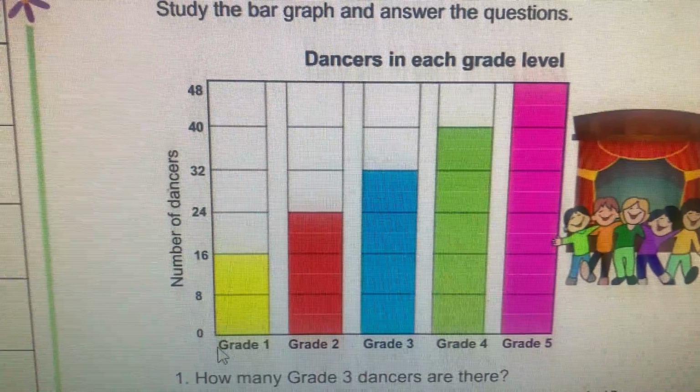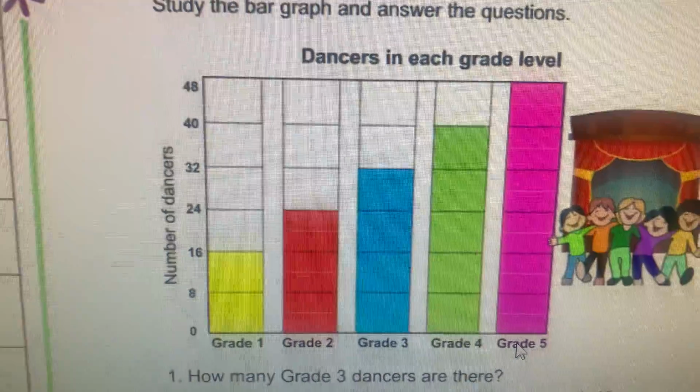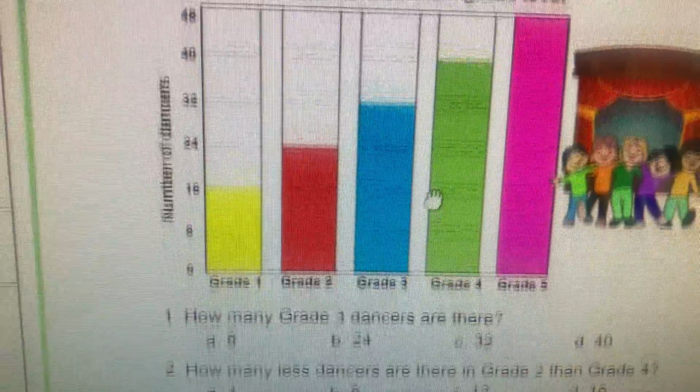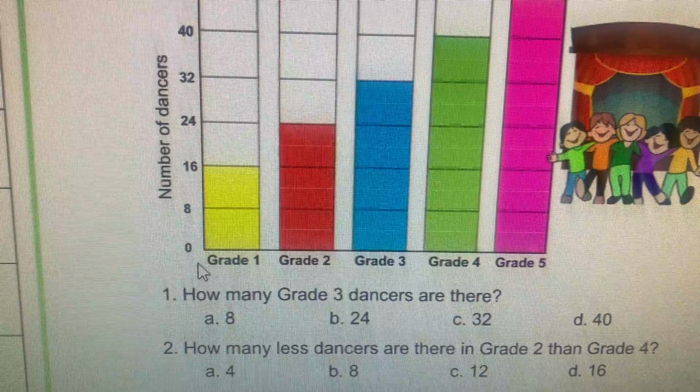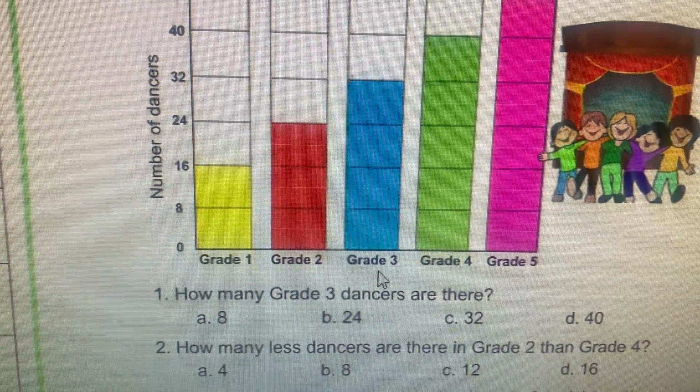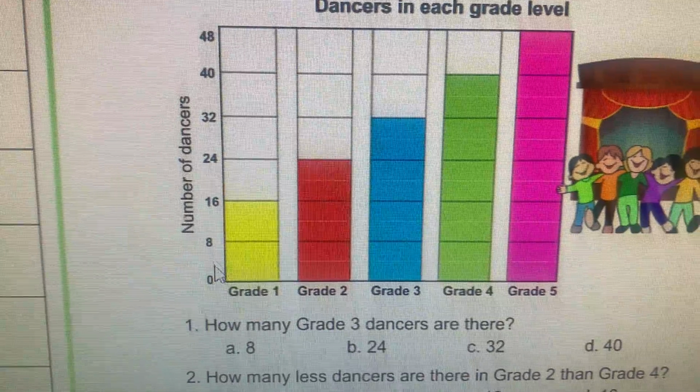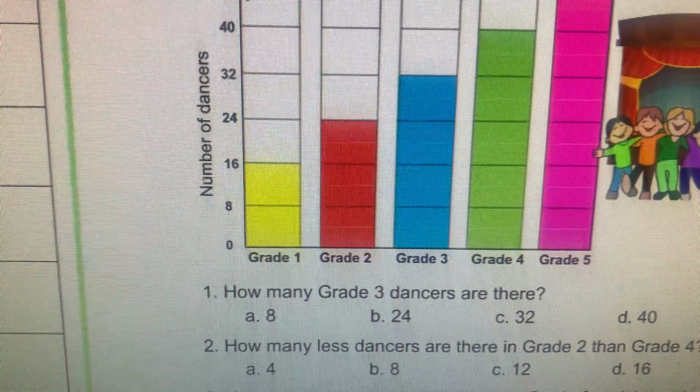And down here we have the grades that we're looking at. So the grade does not change. It's always going to either be a first grade, second grade, or third grade class, but the number of dancers that's in each class will change.